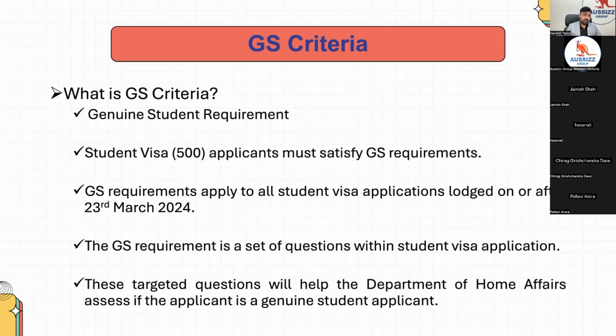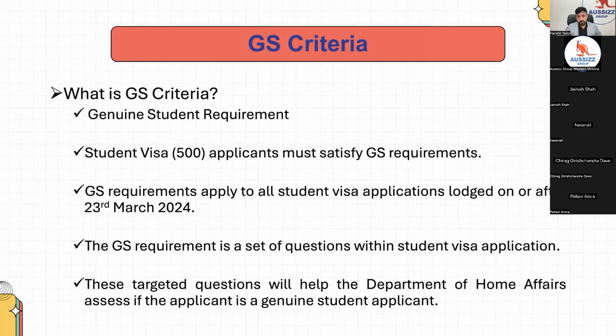So basically, GS criteria is genuine student requirements. As the name suggests, this criteria is for the student visa applications. Student visa applicants who are applying for the student visa must satisfy this GS criteria, genuine student requirements. So all the applicants for the student visa must be a genuine applicant for entry. To be granted a student visa, all the applicants must demonstrate that they satisfy the student criteria.